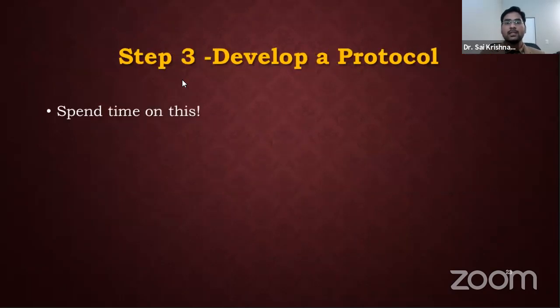The third step would be developing a protocol. I personally suggest you spend a lot of time developing a protocol. It's like a key and a roadmap which can drive you through the entire process of conducting a systematic review. If you have a better protocol, you'll definitely end up with a better systematic review. So spend a lot of time with the existing literature, and on how to search, which databases to search, whom to include, whom to exclude, and which sort of studies to concentrate on.